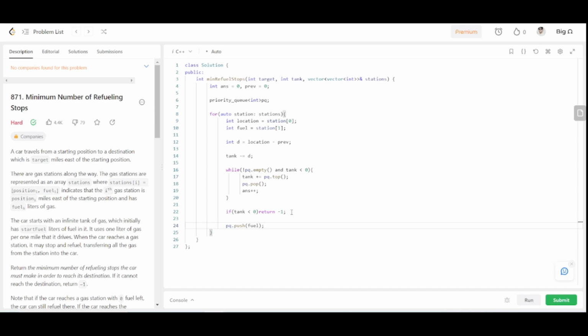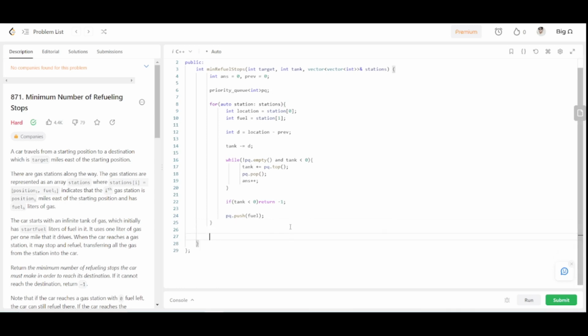Okay, and that's all. In this fashion I will traverse all of the gas stations, and at the end I want to reach the target. So subtract the distance from the last gas station to the destination target, and the distance would be target minus the previous. Finally I have to travel this much distance. Now subtract this distance from the tank variable and check if the tank is negative.